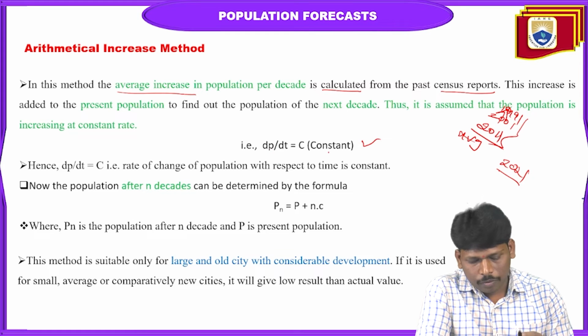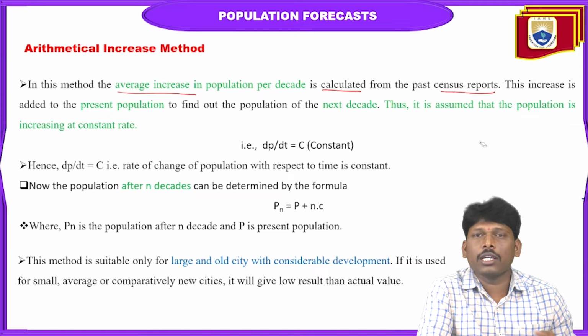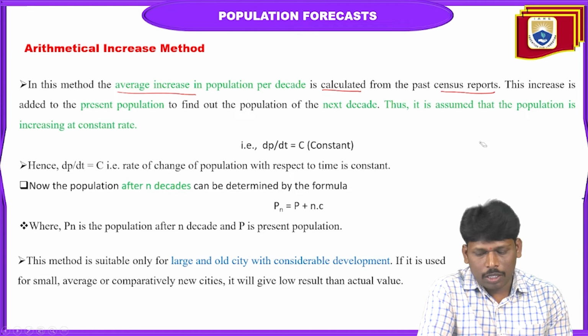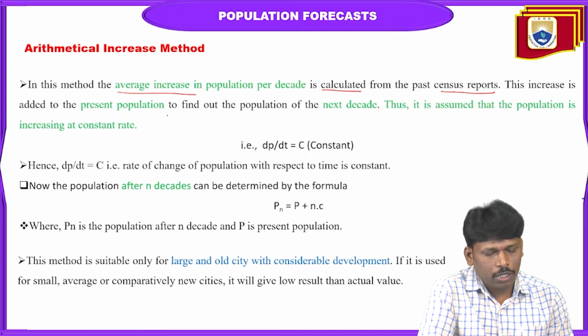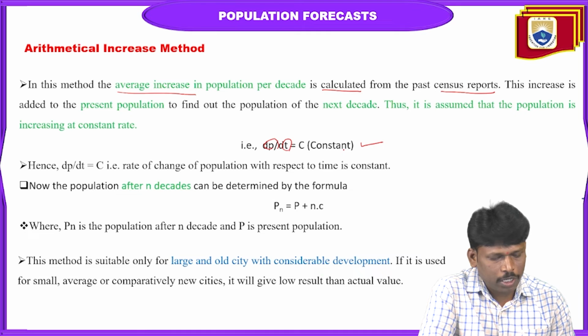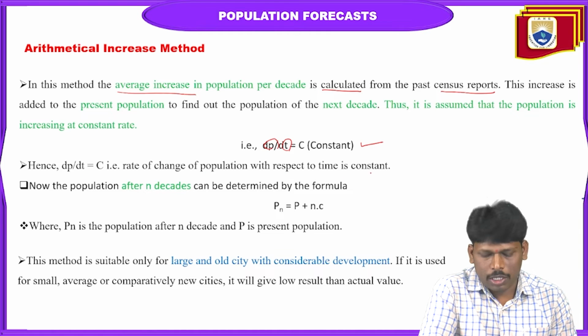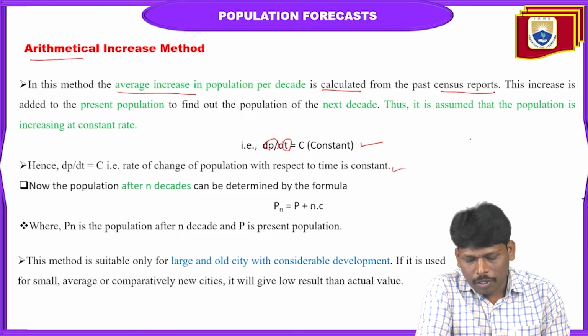You can see the growth rate of the population with respect to time is constant in this method. So this increase is added to the present population to find the population for the next decades. This is the formula we will use. This is one of the major assumptions here: the rate of change of population with respect to time is constant in this particular method. We must remember that.